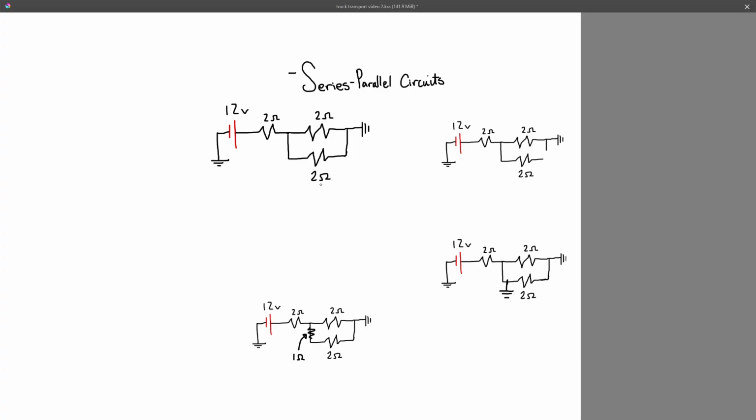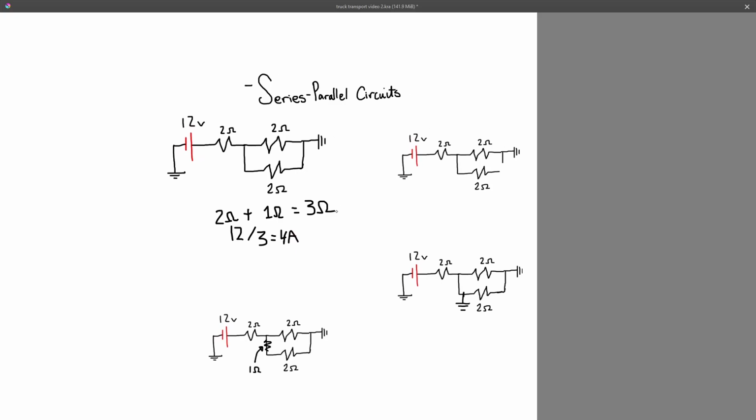We know that if we have two resistors of the same value in parallel, the total circuit resistance of that parallel circuit is exactly half. So we know that's 1 ohm, and then this is a 2 ohm resistor. With a series circuit, we add resistors together. So a 2 ohm plus a 1 ohm resistor will be 3 ohms total circuit resistance for this. To calculate the amperage, we'll just take 12 divided by 3, which gives us 4 amps.